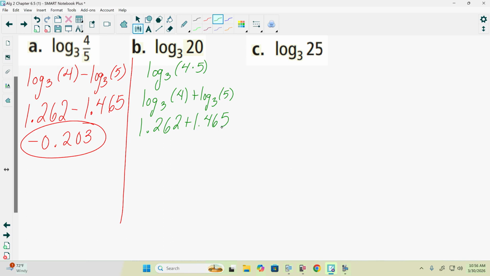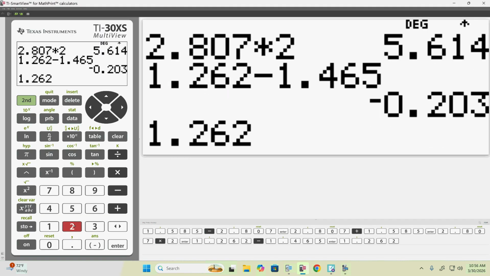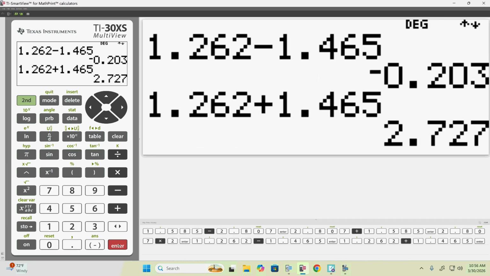To where we can rewrite log base 3 of 20 as log base 3 of 4 times 5, which is log base 3 of 4 plus log base 3 of 5. So we're adding 1.262 plus 1.465, and we get 2.727.